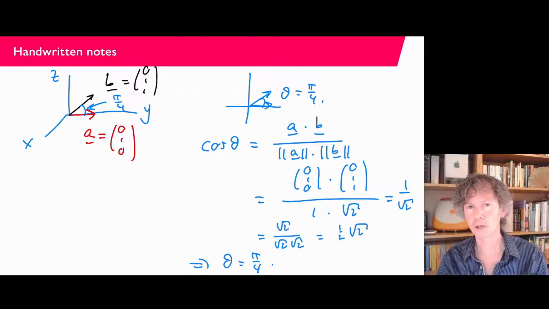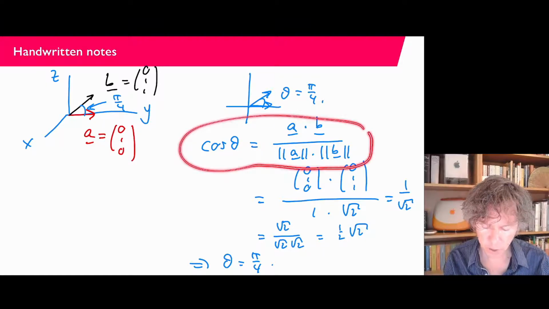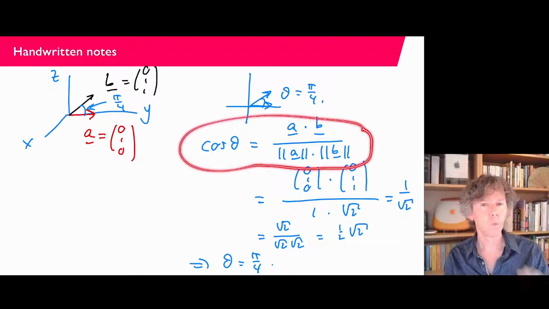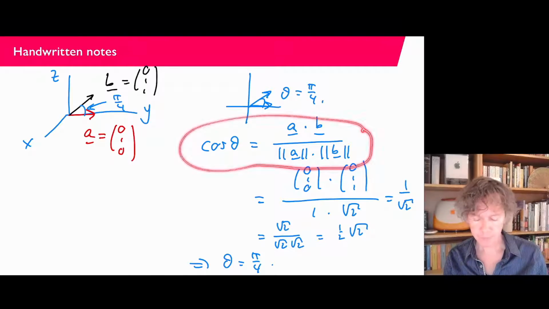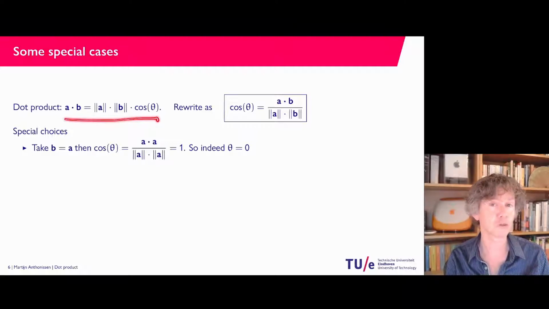So I'm going to pick special A and B and see what this formula, the red circled one, is going to give me. First of all, here's the same. This is the definition, this is a property of the dot product. That was the theorem. I've rewritten it to find the cosine of theta.